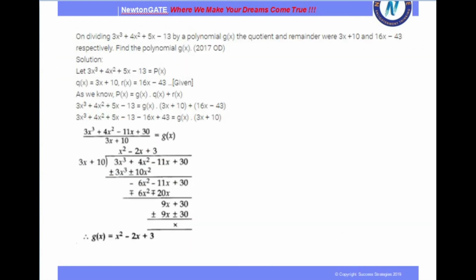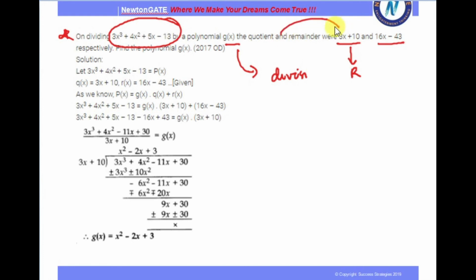This is another example we have taken here. Now here we are dividing by a polynomial G(x), that means G(x) is the divisor. The quotient is 3x plus 10 and the remainder is 16x minus 43.